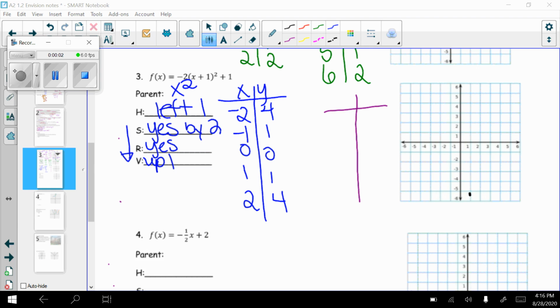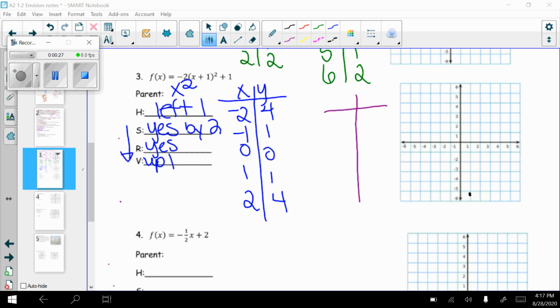So we're going to pick up where we left off yesterday. We had started graphing number 3. We had identified the parent function as f of x equals x squared. We made our xy table of the parent function using our points -2, -1, 0, 1, and 2. We identified our HSRV, so now we want to make our new xy table with HSRV.